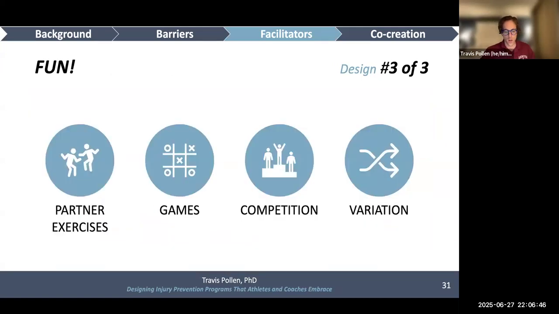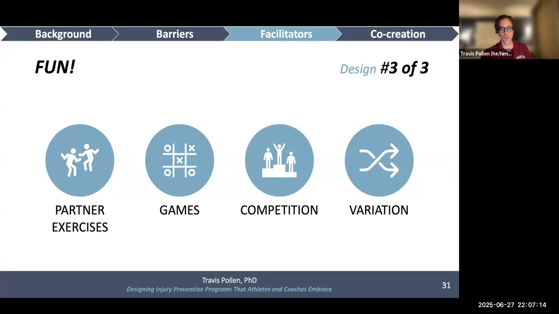Finally, we want to make sure that the injury prevention program is fun. So again, this is going to combat that skepticism and disinterest if we can make it fun, if we can prevent boredom by including things like partner exercises and games and competition, and just making the program varied. So instead of doing the same thing for months on end, we might switch it up every month, or we might have a couple of different warm-ups that we alternate between. So that will hopefully combat that boredom.